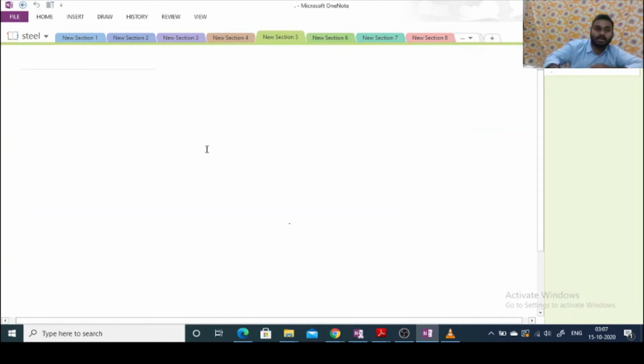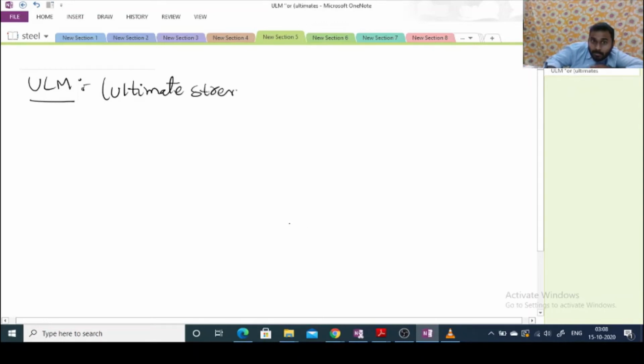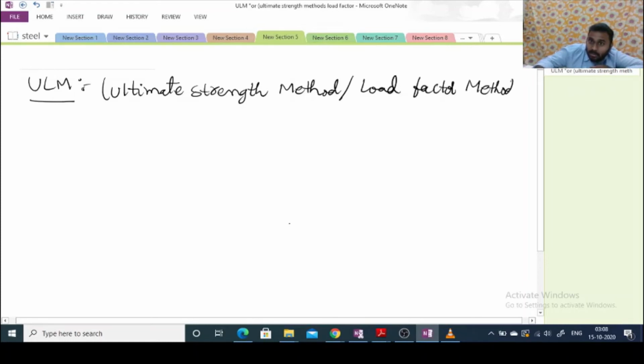Now the next method of our discussion is the plastic method or ultimate load method, ULM. This method is also called the ultimate strength method. And one more name is there, that is the load factor method. Okay, these are the other names for it. Now let us see point wise about this method.